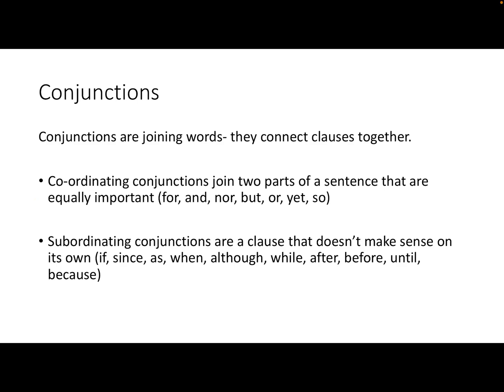Subordinating conjunctions are a clause or a conjunction that doesn't make sense on its own. So we use things like if, since, when, although. And it's subordinate because one part of the sentence relies on the other part of the sentence for it to make sense. If I said I went to the shop to buy some milk, but I couldn't afford it. If I said I couldn't afford it, it doesn't really make sense. It doesn't give me too many details. So that is subordinate to the I went to the shop to buy some milk, because that does make sense on its own. So we do lots of work on these, so you should be pretty confident with these ones.